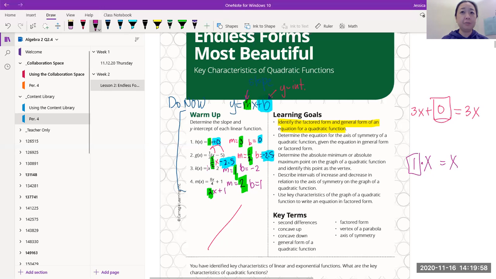So we have a slope of 2. Remember, because we can just divide that. 8 divided by 4 is 2. And then our y-intercept is going to be 1.